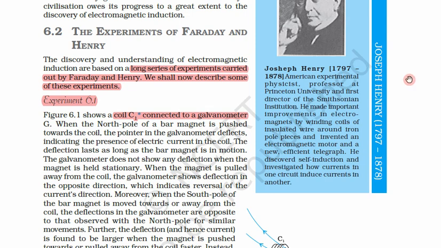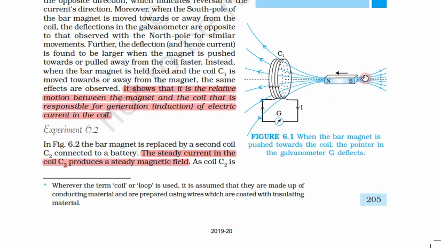We have started understanding the experiments by Faraday and Henry. In the first experiment, we have a coil and a galvanometer attached to this coil, and we were moving the magnet. What we saw was that a current was flowing in this coil when this magnet is moved. If the magnet is moved much faster, then the current was more. If the magnet movement is slow, the current was less.